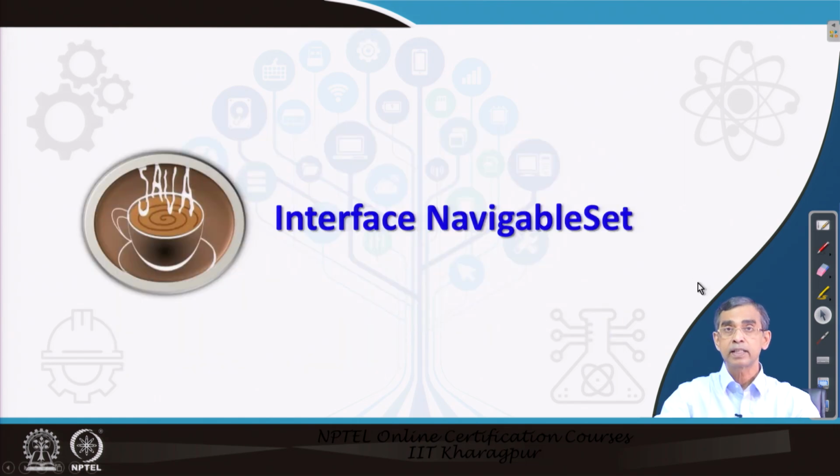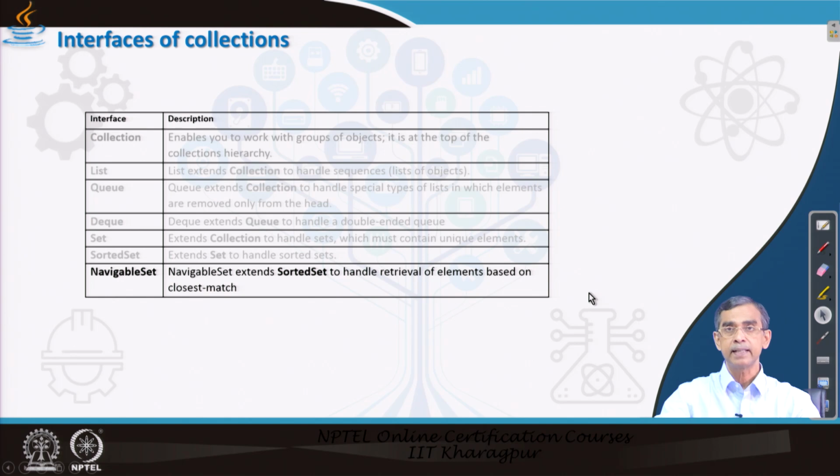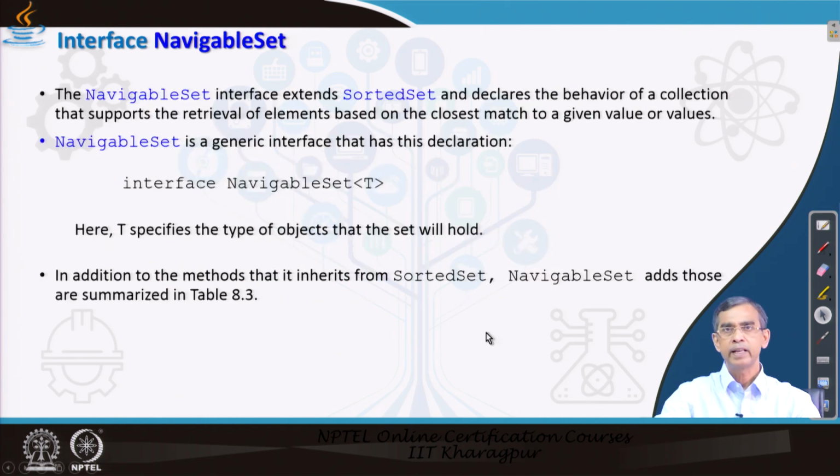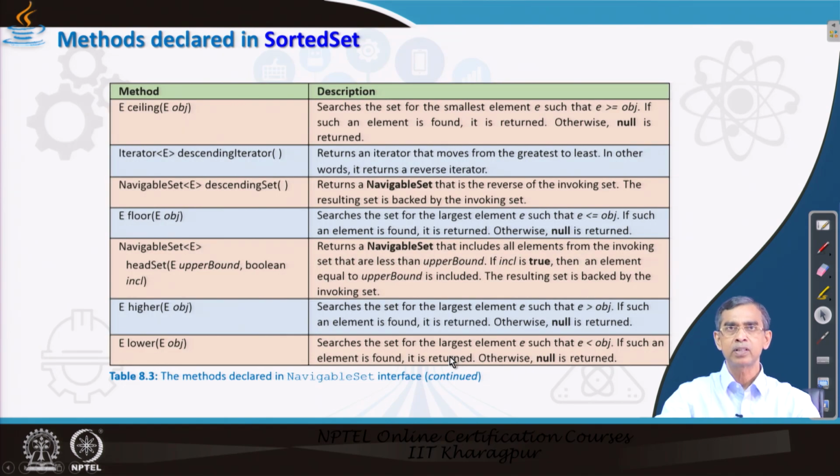So, this is about sorted set. Navigable set is in fact another advancement of the sorted set, but it is not necessarily about being sorted. Navigable is from the searching point of view. If you want faster searching in a collection, then you can think of storing it as a navigable set.